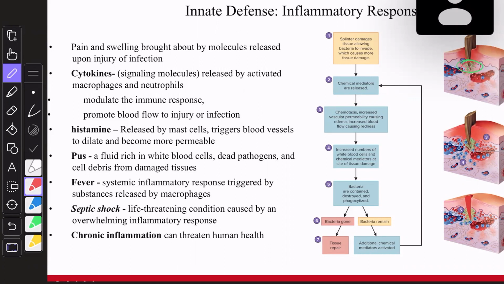It's miserable. It sucks. But it's my body doing its job, fighting off whatever virus or bacteria it was. Septic shock happens when the inflammatory response gets out of control. If the inflammation just goes wild and becomes too bad, septic shock will occur. Chronic inflammation, which most of us suffer from, can actually threaten human health. Chronic inflammation causes fatigue and pain, joint pain, muscular pain, swelling. It's just a miserable existence.